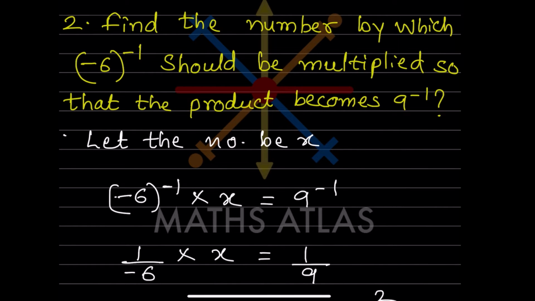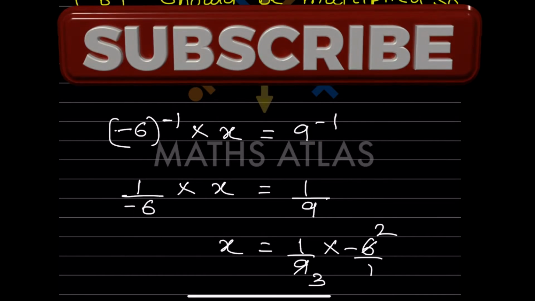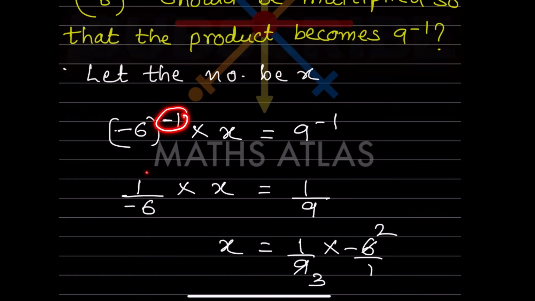Now they said, find a number by which minus 6 raised to minus 1 should be multiplied so that the product becomes 9 raised to minus 1. So we don't know the number. So now let us write the number. Let the number be x. So minus 6 raised to minus 1 multiplied by x is equal to 9 raised to minus 1. Now this is negative, so we'll make it positive.